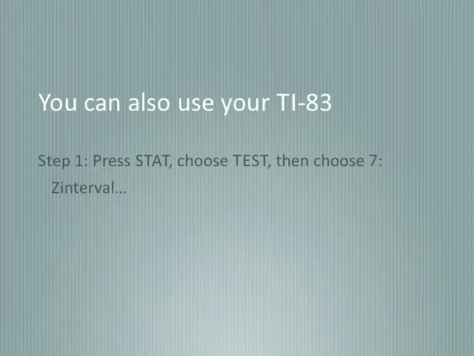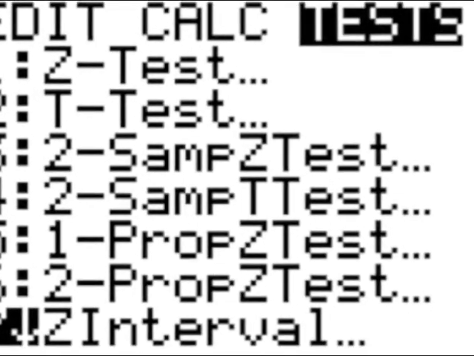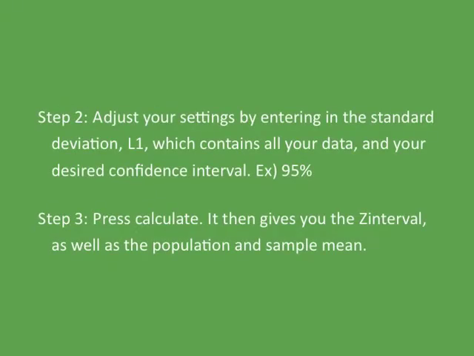You can also use your TI-83. Step 1. Press stat. Choose tests, then choose number 7, which is the Z interval. Pick the one that is shown in the picture right here. Step 2. Adjust your settings by entering the standard deviation, List 1, which contains all your data, and your desired confidence level, for example 95%. Step 3. Press calculate. It then gives you the z interval as well as the population and sample mean.